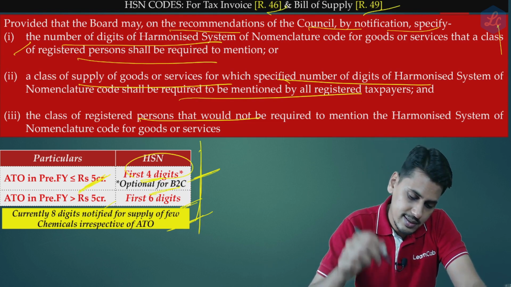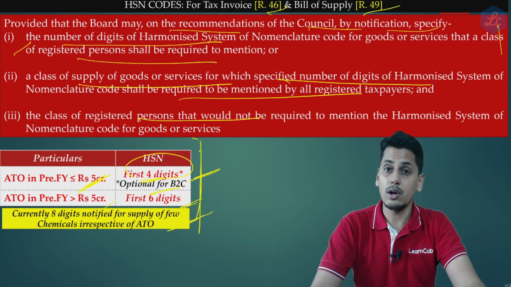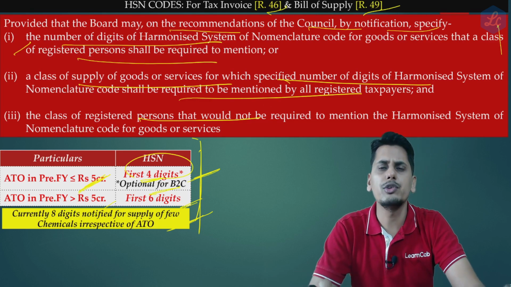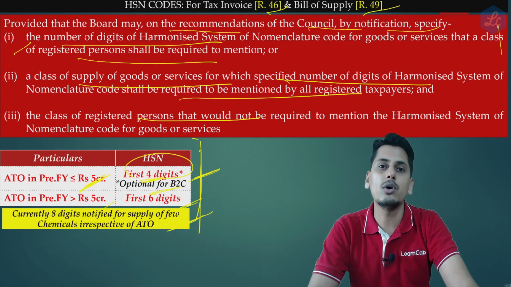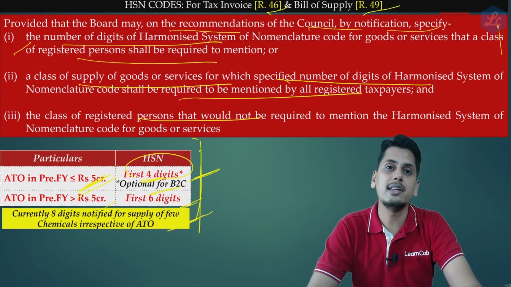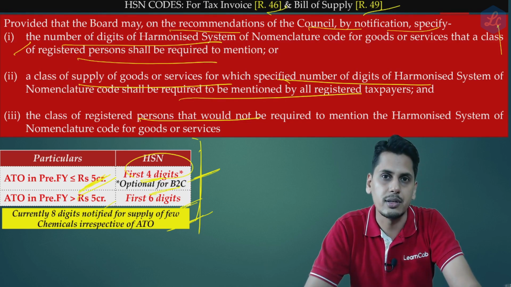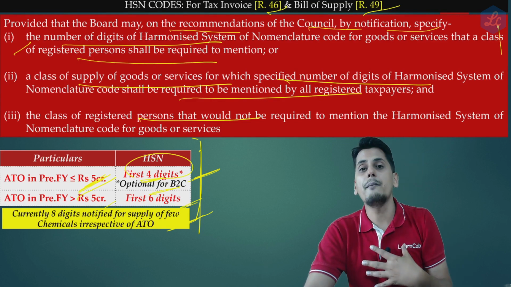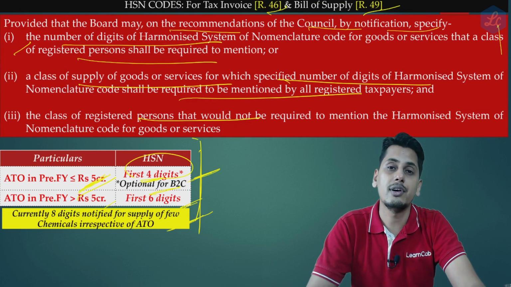Now friends, this amendment which has come is quite harsh on the small taxpayers and also on composition taxable persons. Composition taxable persons are going to issue a bill of supply. Are they also required to mention the first 4 digits of HSN code on their document? The answer is yes, because here it tells you if the ATO in the preceding financial year is up to 5 crores, then the first 4 digits are required to be mentioned. However, friends, in case of B2C supply, I have given an option not to mention, but even if a composition taxable person is making B2B supplies, he also needs to mention the first 4 digits.